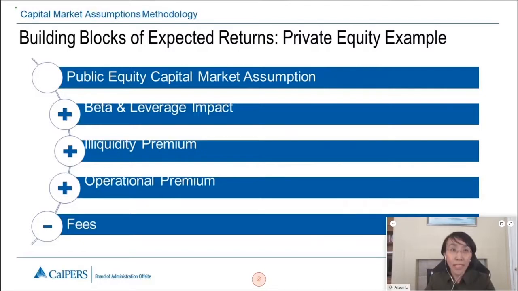So if there's not any question, we can move on to the next slide for example of private real estate. There are no further questions.